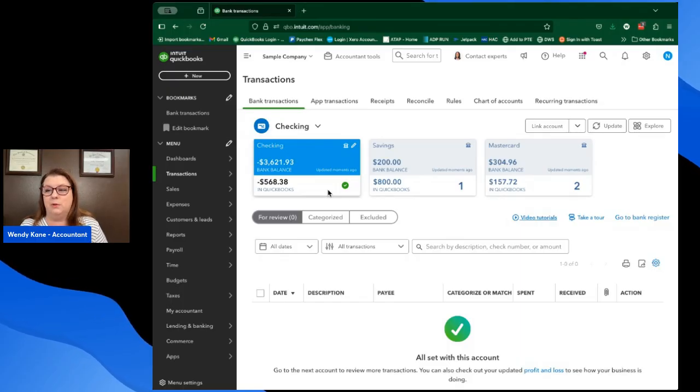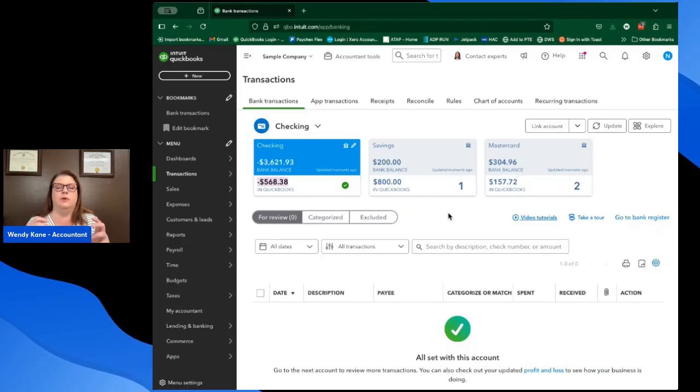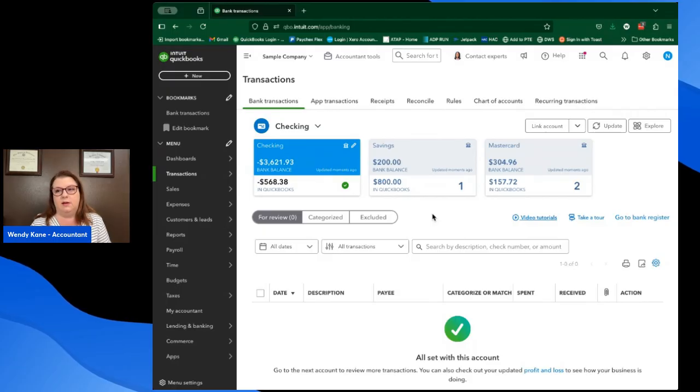So, okay. This is the amount. This negative 568 is the amount that is in QuickBooks. This negative 3,600 is the amount at the bank. Okay. Why do those two not match? Well, there could be several reasons.